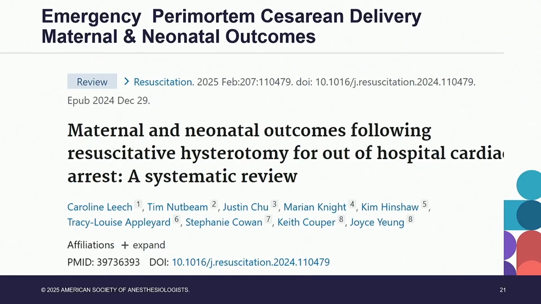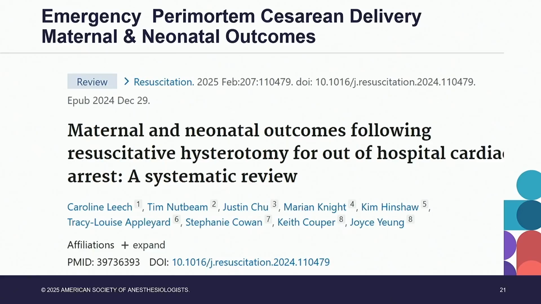This is a paper that was published very recently in Resuscitation Journal in 2025. It talks about the maternal and neonatal outcomes after out-of-hospital perimortem cesarean delivery. Out of the hospital could be the ED, it could be home, it could be anywhere out of the hospital. ED is considered out of the hospital.